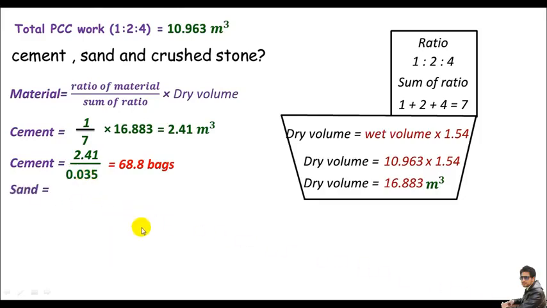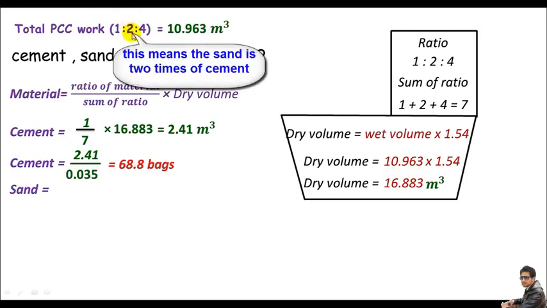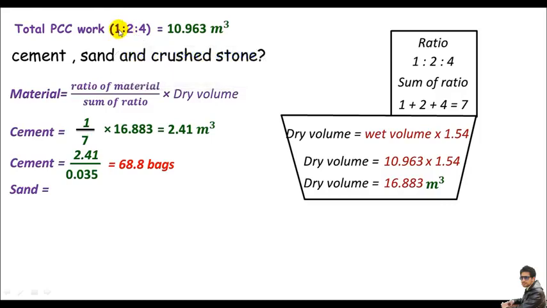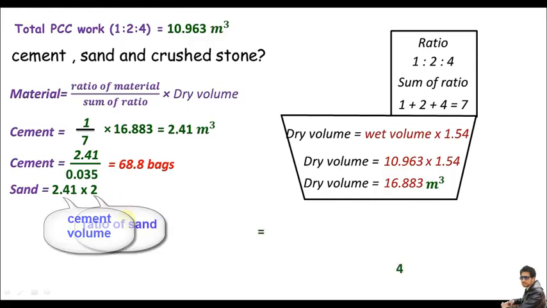My next item is sand. I can use the same formula, but here I'll show you an alternative method. Look at the ratio: 2 is the ratio of sand. What does this 2 mean? It means the sand is 2 times the cement. I have the volume of cement, so if I multiply it by 2, I get the sand volume. So 2.41 times 2 equals 4.82 cubic meter of sand.